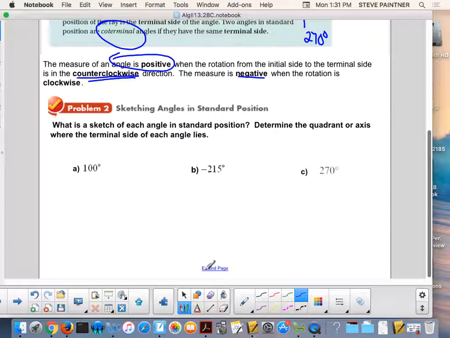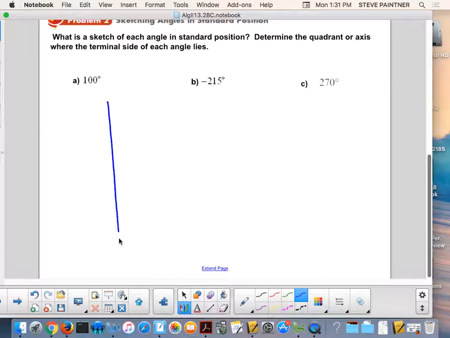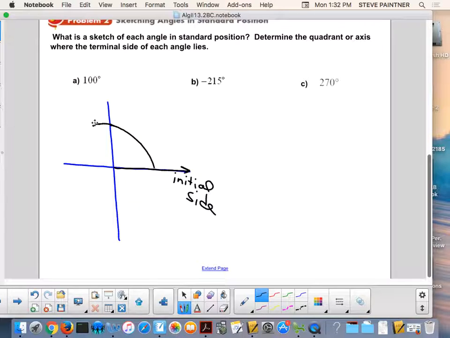Give me a 100-degree angle. You've got to draw it. So this is your initial side. This is where you start. And 100 degrees, I'm hoping you rotate counterclockwise. How far have I gone right now? 90. I've got to go how much more? Maybe a little more, right? So I'd probably quit right there, and I draw my terminal side right here. So there's your terminal side.